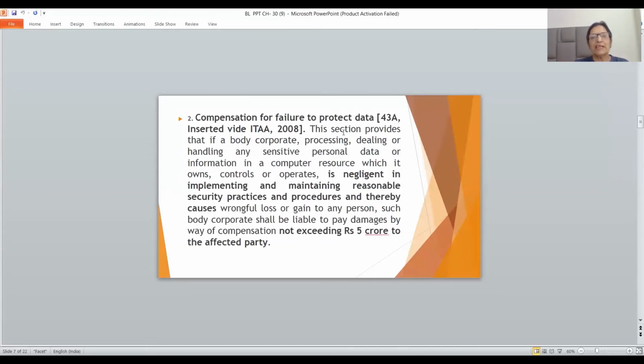Second point is compensation for failure to protect data. This was also inserted by ITAA 2008 under section 43A. If a body corporate is dealing with sensitive personal data, passwords or PIN numbers, and the certain precautions and security practices are not followed, then in that case such body corporate shall be liable to pay damages by way of compensation. The maximum limit is 5 crore rupees. This compensation should not exceed 5 crore rupees.